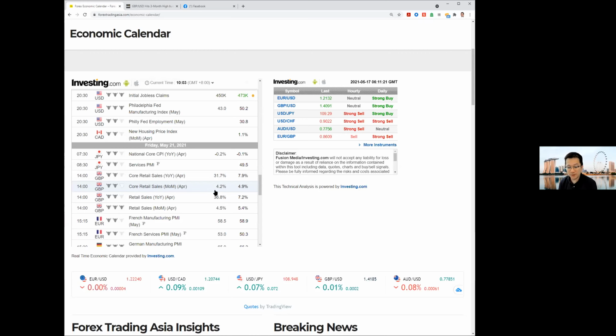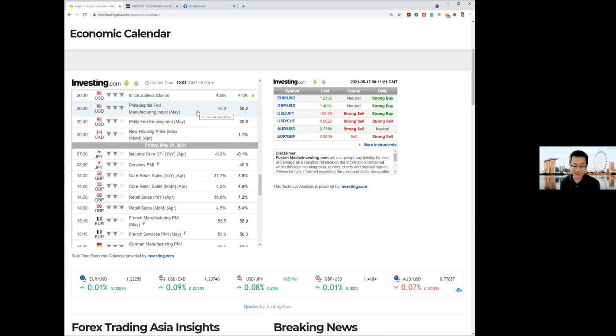On the monthly number, it looks a little bit more subdued. Core retail sales number, 4.9%, expected to be a 4.2. And retail sales number was 5.4, expected a 4.5%. At this point, I think the retail sales number might put a little bit of a dampener in, but we're still going to be pricing it in a little bit. I think next month's retail sales number is going to be quite significant.